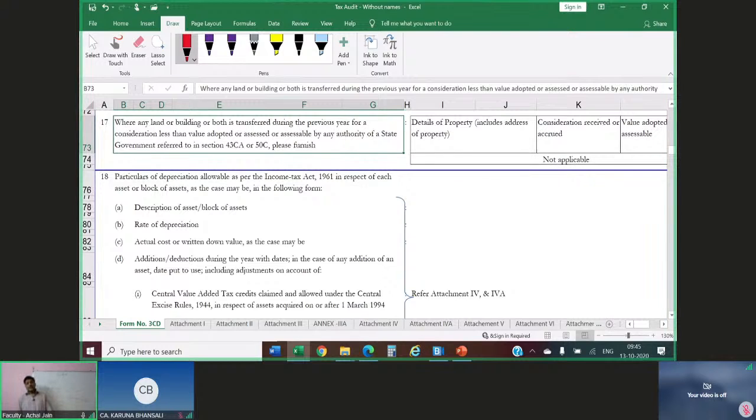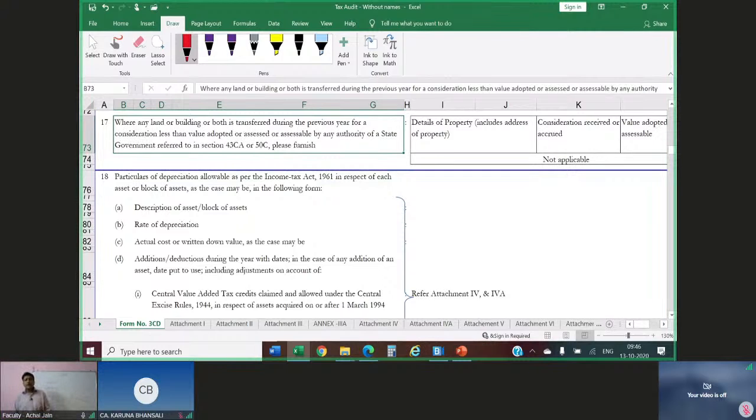But the capital gain which will be generated on that type of transfer will be required to be considered by taking fair valuation of the building instead of the consideration price. So there are certain such provisions in the income tax. So I'm not again getting into the details of those provisions.